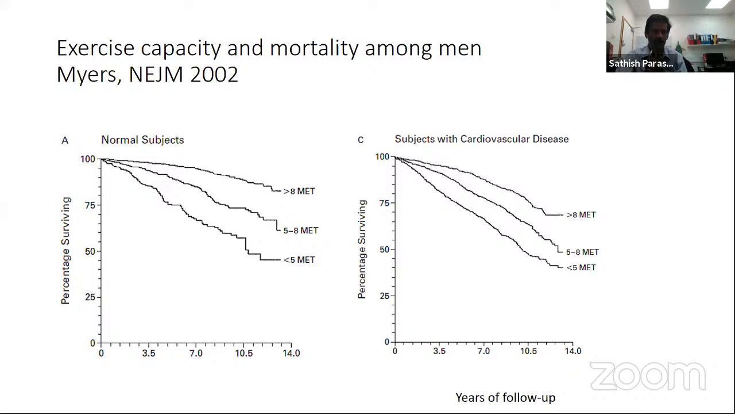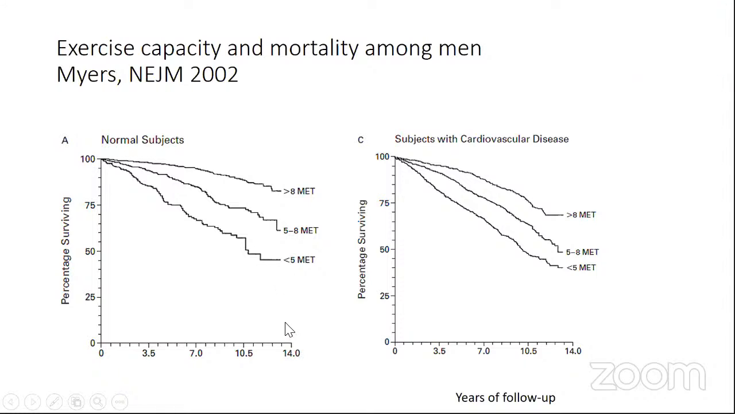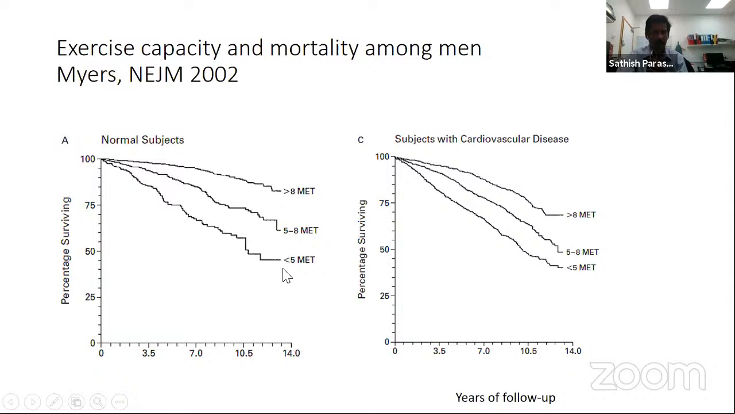compared the prognosis of patients after treadmill exercise tests. In the left-hand graph, you have normal subjects with no history of cardiovascular disease. In the right-hand graph, you have patients who have had proper cardiovascular disease: congestive cardiac failure, previous bypass, peripheral vascular disease. If you see the normal subjects, those who exercised less than 5 metabolic equivalents, at 14 years only about 40% survived, about 60% died.